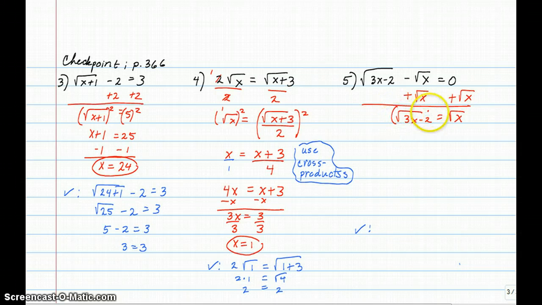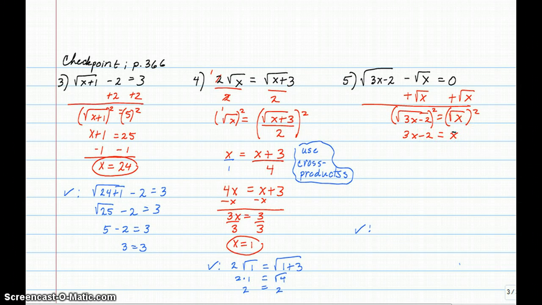Now you can square both sides, which will get rid of the radical symbols. That's a property of equality. So we take the square root of 3x minus 2 squared, and we get 3x minus 2. We take the square root of x squared, and we get x.